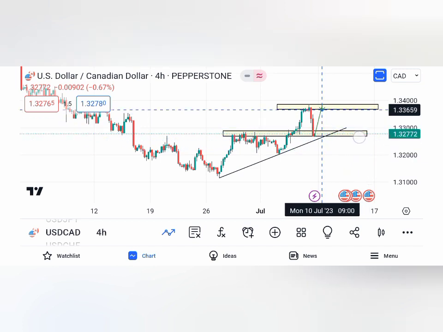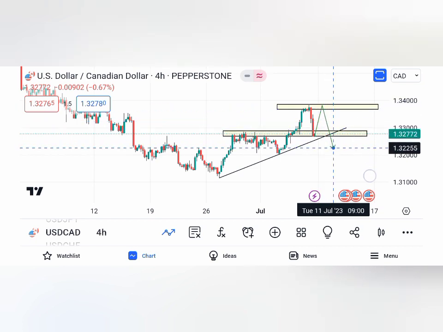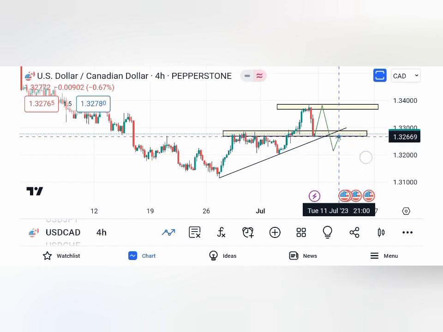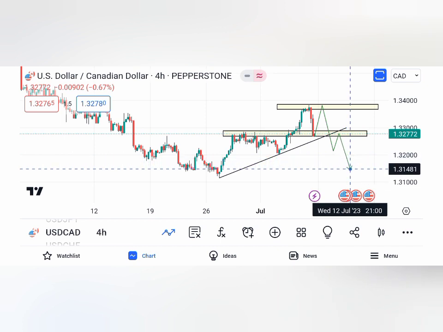So if price forms something like a double top here, you can wait for price to break this neckline. When price breaks this neckline, then you wait for a retest to this level, that's the neckline. You wait for price to retest the neckline, then you look for sell trades at this very point here. So this is my analysis on USD CAD for the week. That's what I'm anticipating on USD CAD.